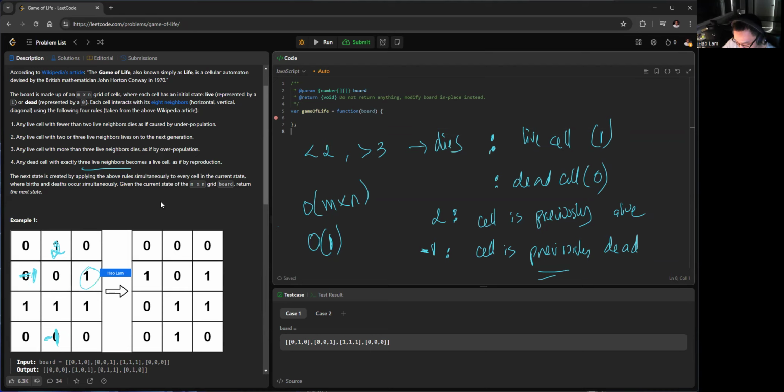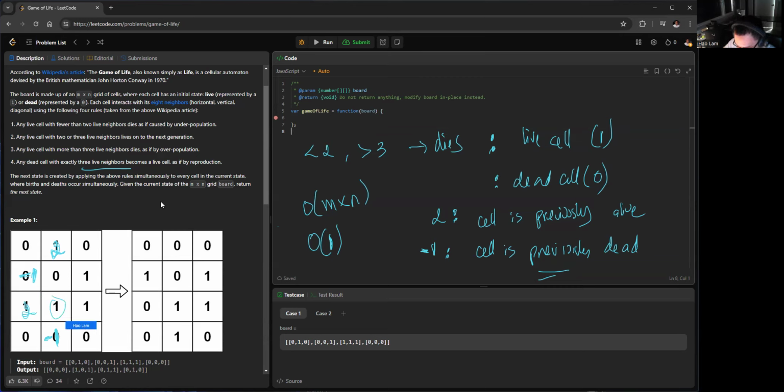Look at this one. It has 1, 2, and 3 neighbors. So it lives on to the next generation, right? Okay, and then we look at the next one, the one here. It has only one neighbor. So it becomes dead, right? So we can use a positive number to remember the previous state of this cell.